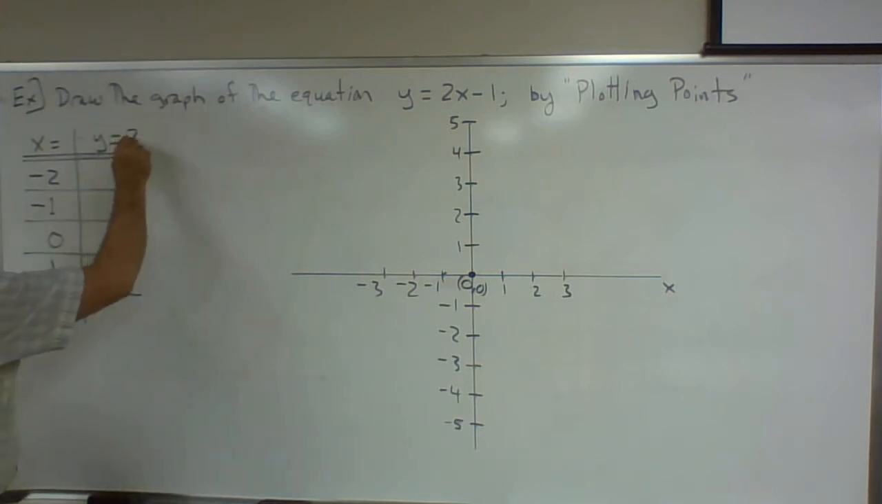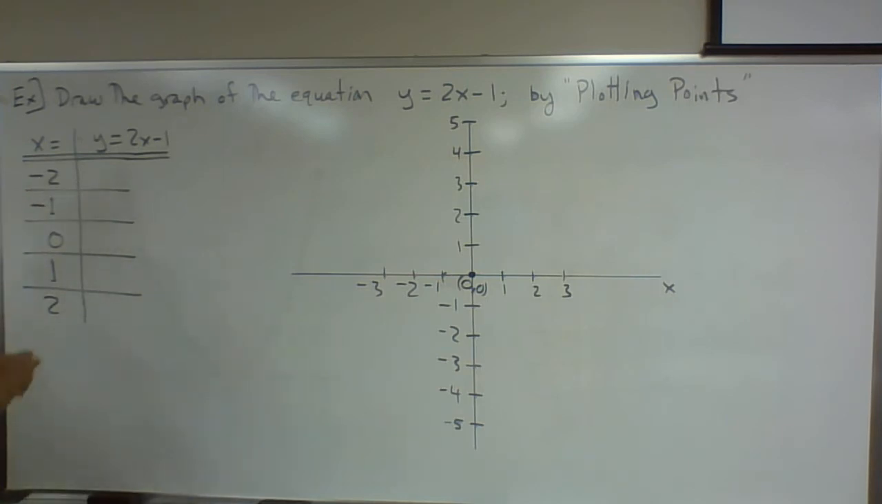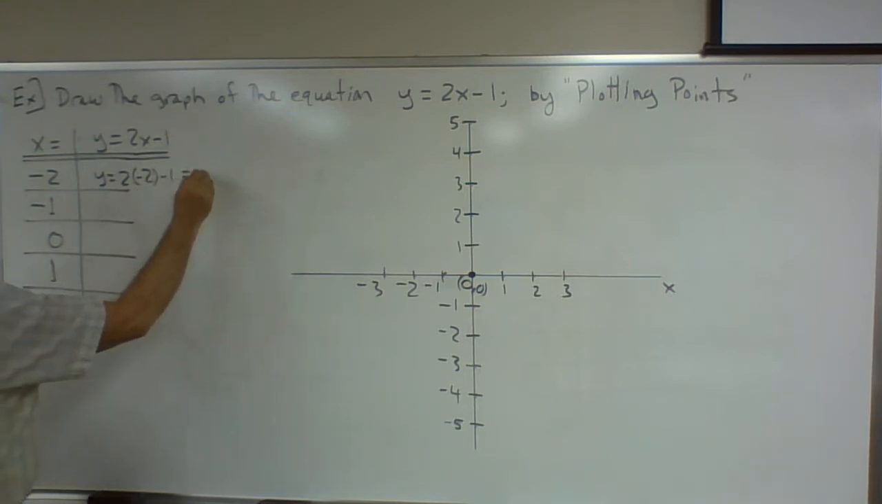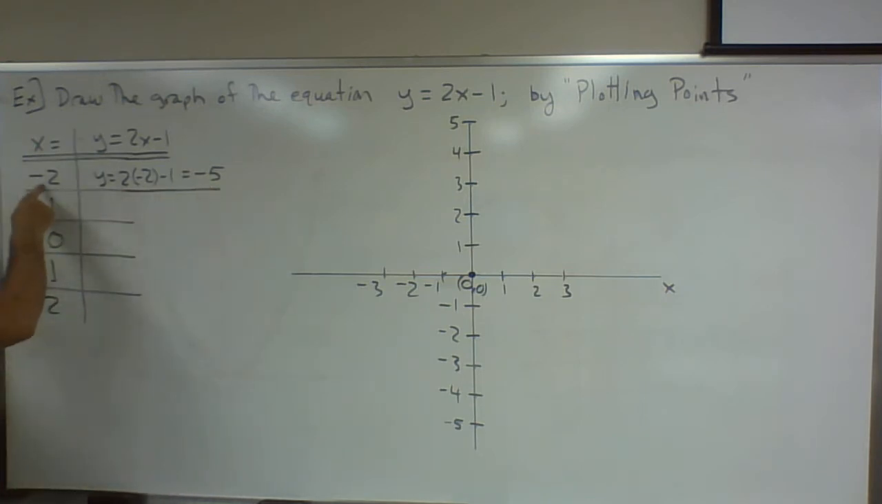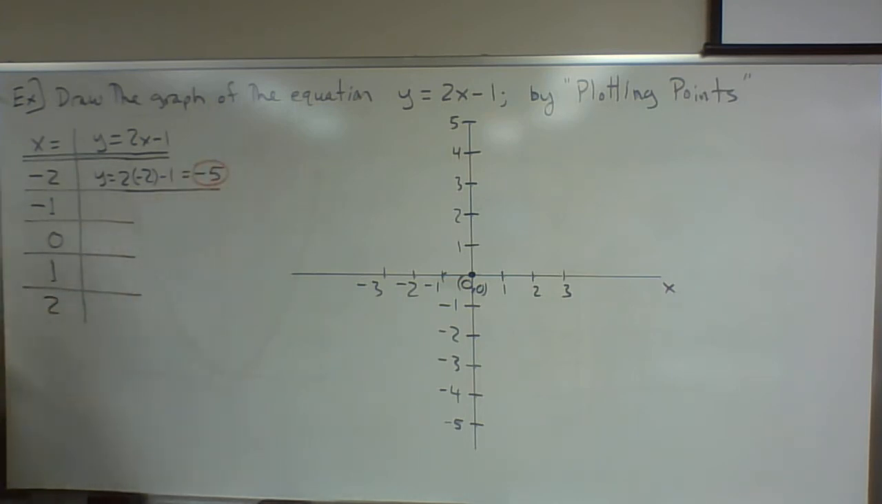And then we'll plot the corresponding y value. When x is -2, y equals 2 times -2, minus 1. So this is -4 minus 1, which is -5. Holy moly. When x equals -2, y is equal to -5.